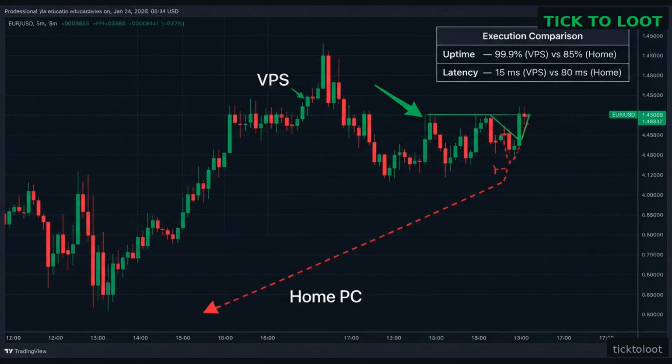To illustrate, imagine an EA that buys whenever the 5-minute EMA crosses above the 20-minute EMA on euro to US dollar. In a live test, the EA on a VPS entered the trade at 1.1050 and captured a 6-pip gain, while the same EA on a home PC entered at 1.1052 after the price had already moved, resulting in a smaller 2-pip gain. Those small numbers add up over dozens of trades each day.